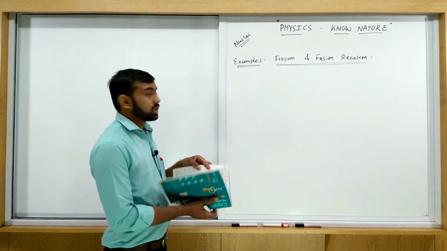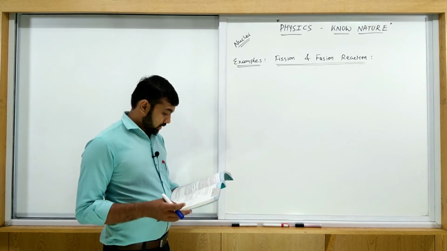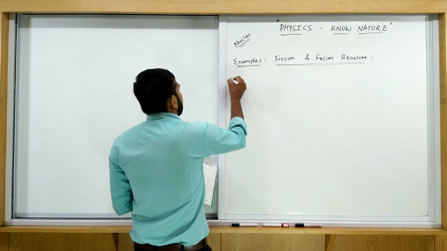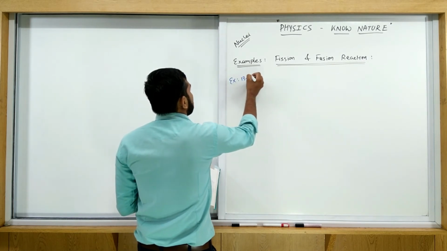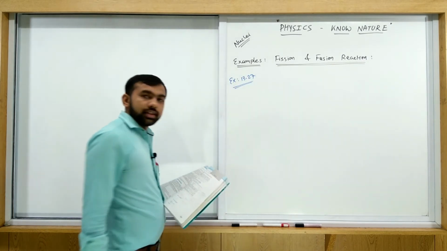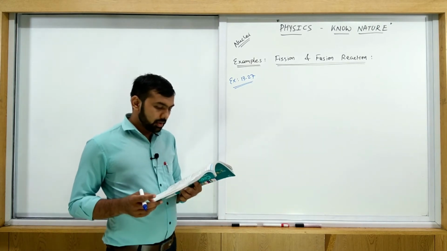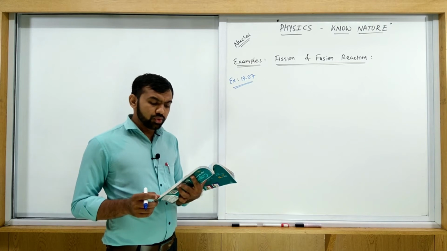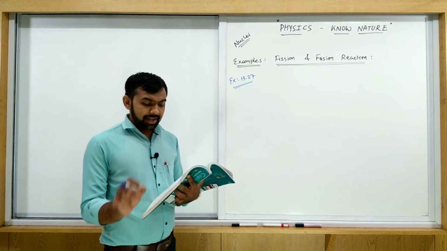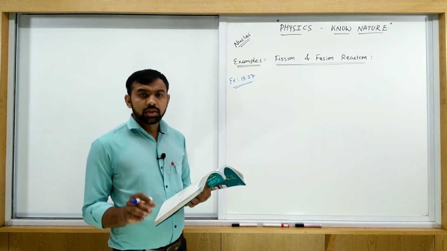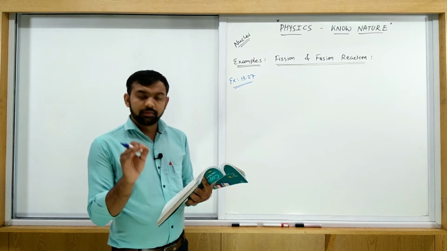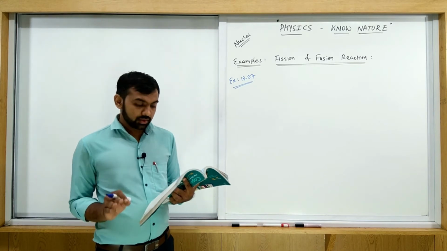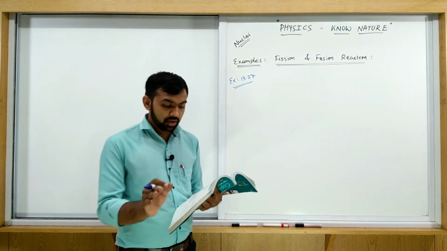Okay, let's come to the next example. Example number 13.27. What is this problem? Consider the fission of 92U238 by the fast neutron. Underline this one: the fission process of uranium with the neutron. Artificial fission process.